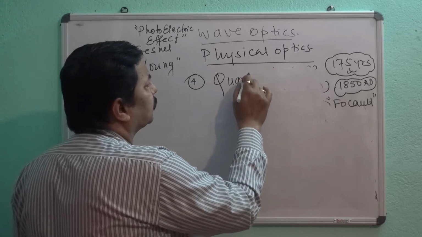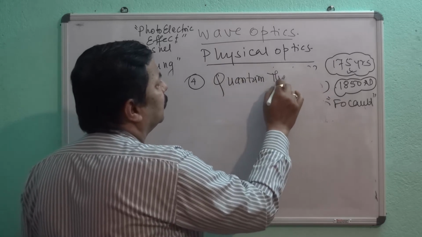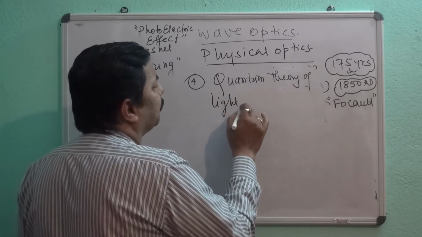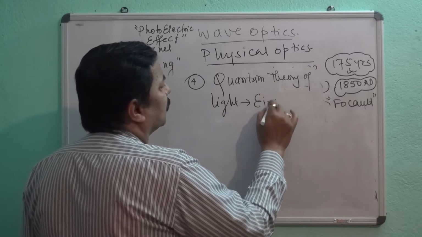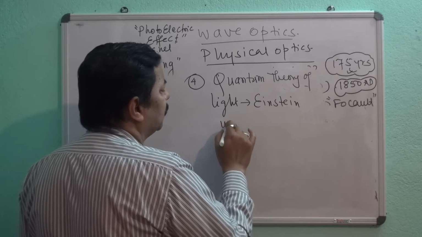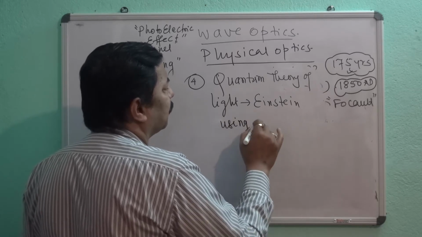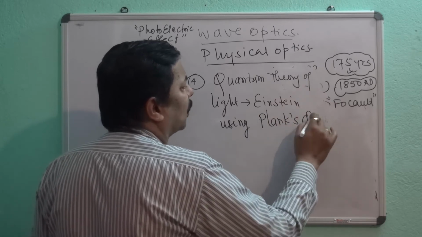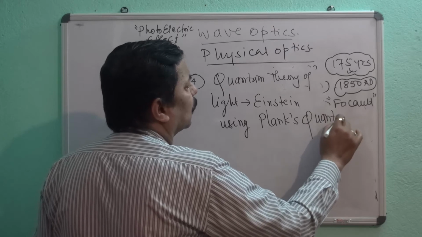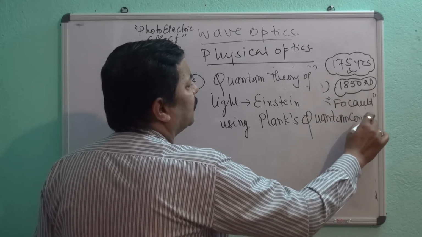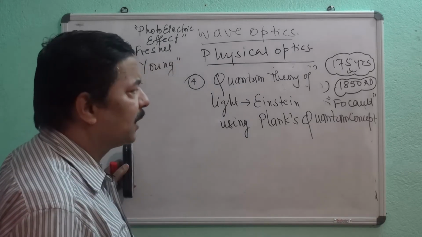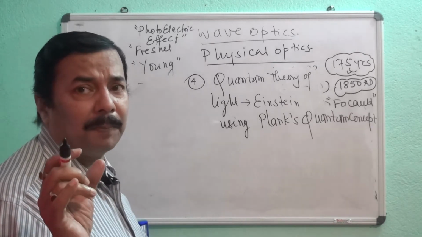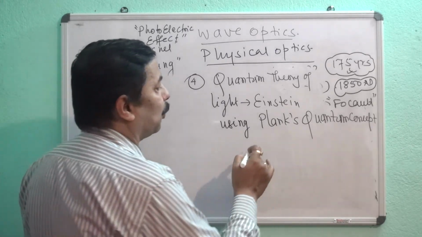Quantum theory of light. This was given by Einstein using Planck's quantum concept. And what is Planck's quantum concept? Planck's quantum concept is that light is made up of packets, particle-like packets, energy packets. That is known as a photon.